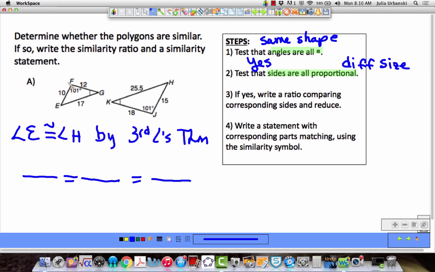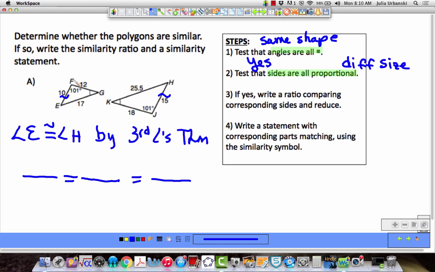So look at this triangle right here. What's the smallest side? Smallest side, least to greatest. 10, right? What's the smallest side over here? So make those two go together. The smallest side will correspond with the smallest side. Here, well, we can just write that 10.